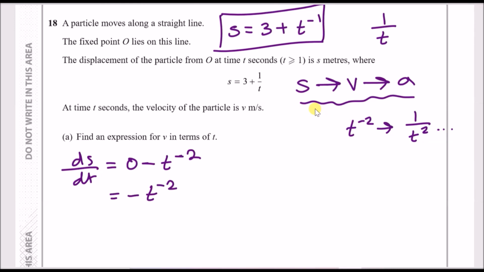Now, they might be picky. They might want you to rewrite this in this kind of notation, yeah? So t to the negative 2 is the same as 1 over t squared. Either way, I think both are fine. And that's it, guys. This is your answer.